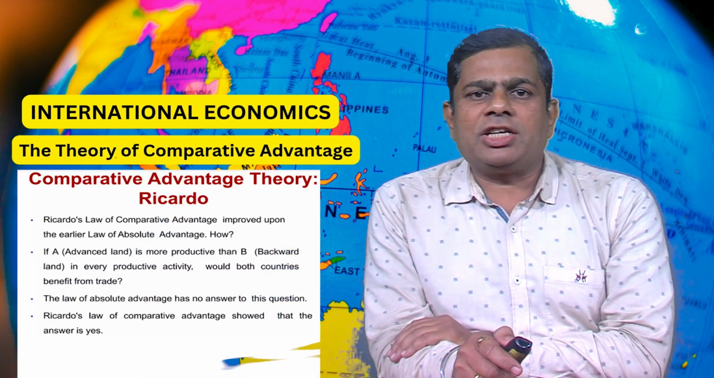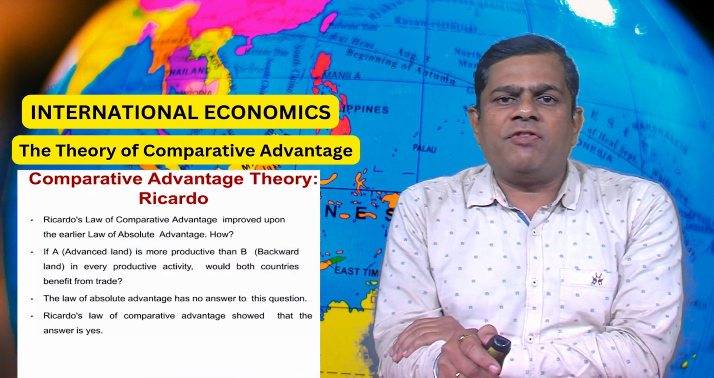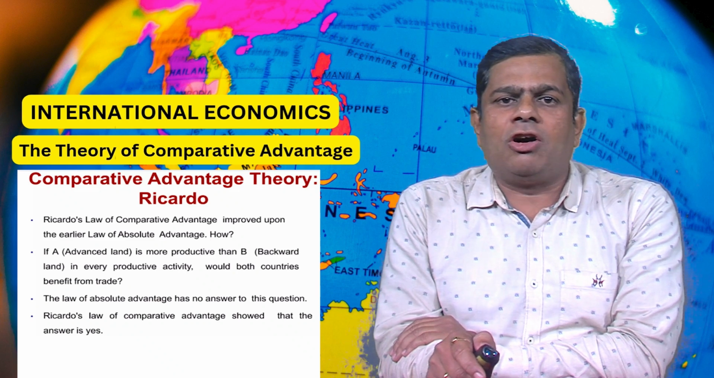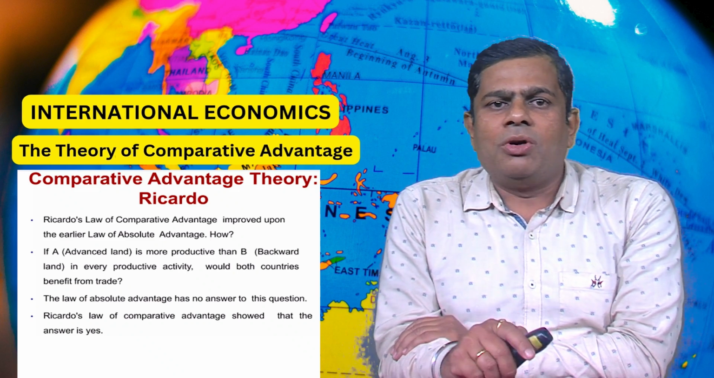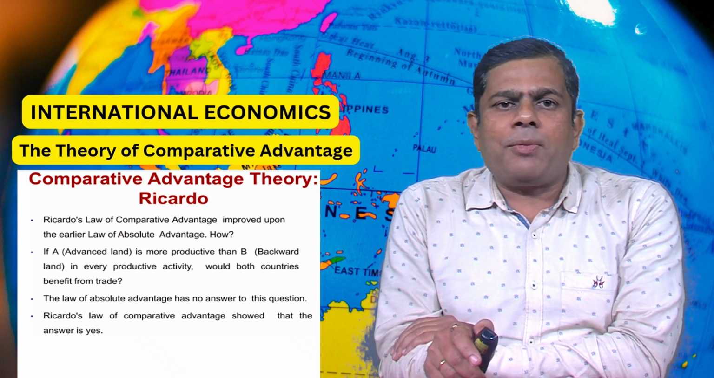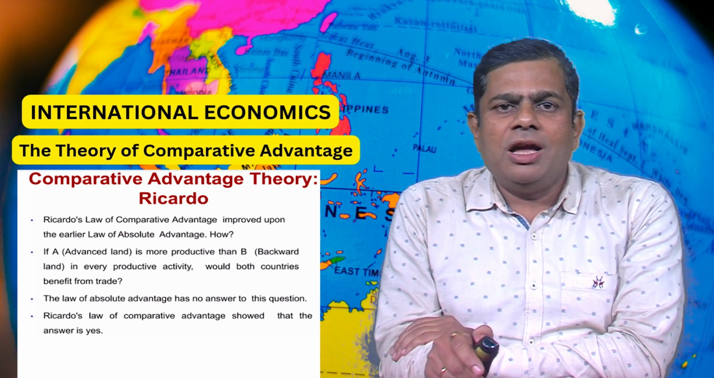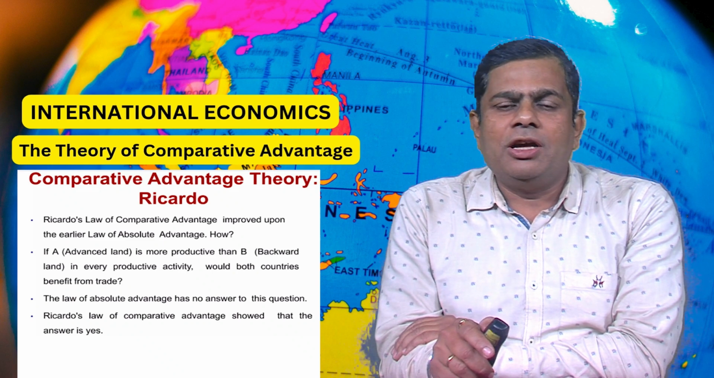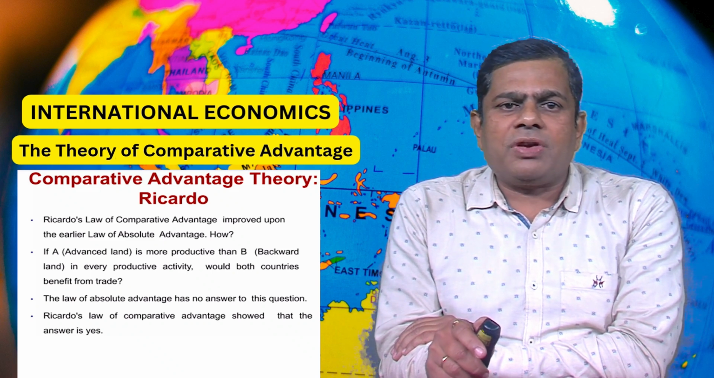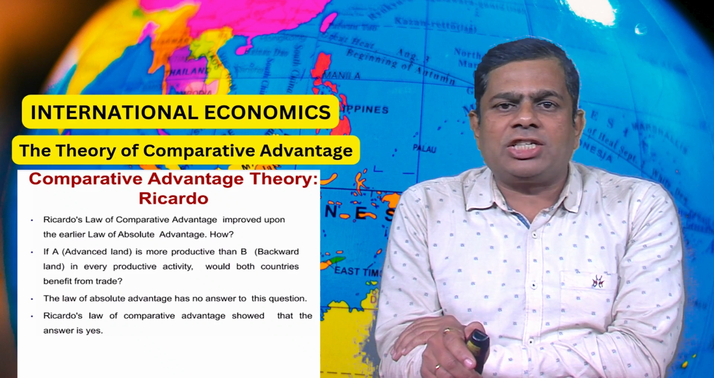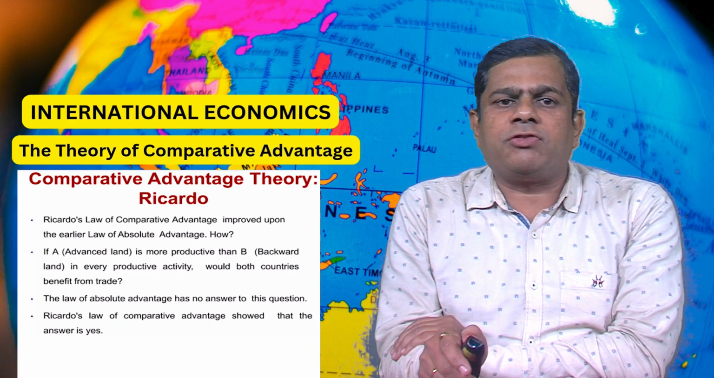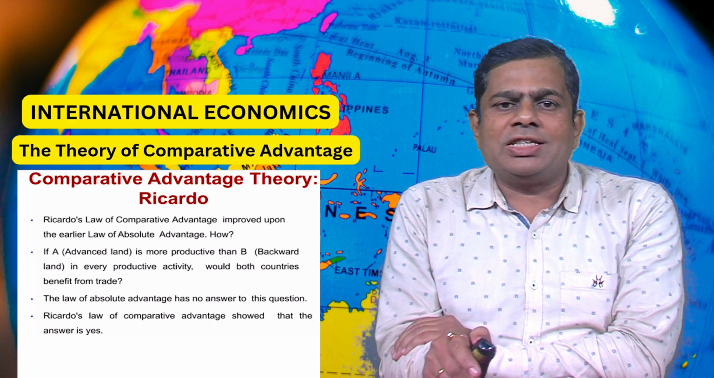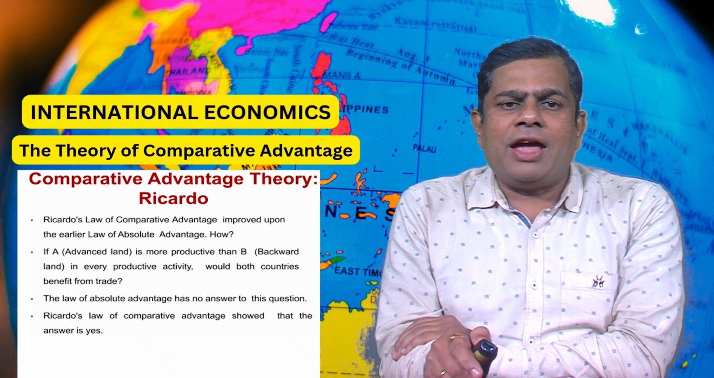So, the comparative advantage theory of Ricardo. Ricardo's law of comparative advantage improved upon the earlier law of absolute advantage. How? Before Ricardo, there was Adam Smith, the classical economist, who talked about absolute advantage. According to Adam Smith, if an advanced land is more productive than a backward land in every productive activity, would both countries benefit from trade? The law of absolute advantage has no answer to this question. Ricardo's law of comparative advantage shows that the answer is yes.